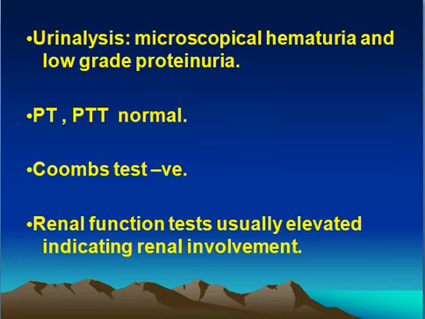Urine analysis may show microscopic hematuria and low-grade proteinuria. PT and PTT are usually normal, Coombs test is negative, and renal function tests are usually elevated, which indicates renal involvement.